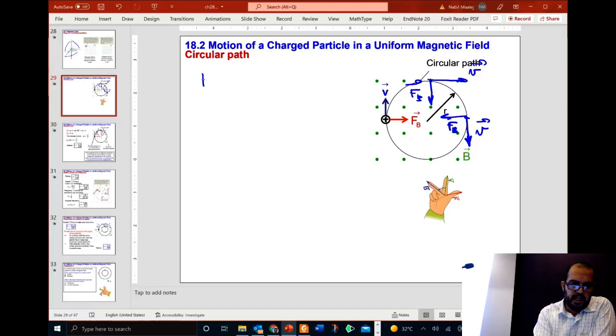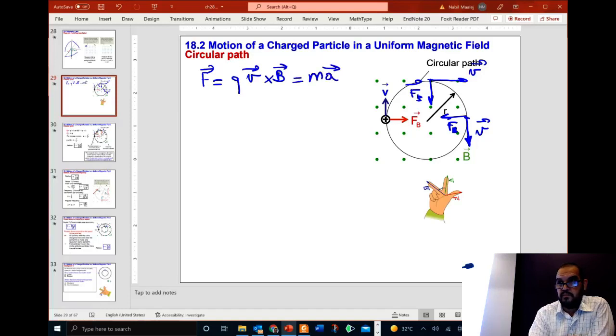The first thing I need to write: the force is equal to Q V crossed with B, and we know this is equal to MA. This is Newton's second law. So since the magnetic field vector and the velocity vector are perpendicular, I can simplify this. I can write the magnitude of F is the absolute value of the charge Q.